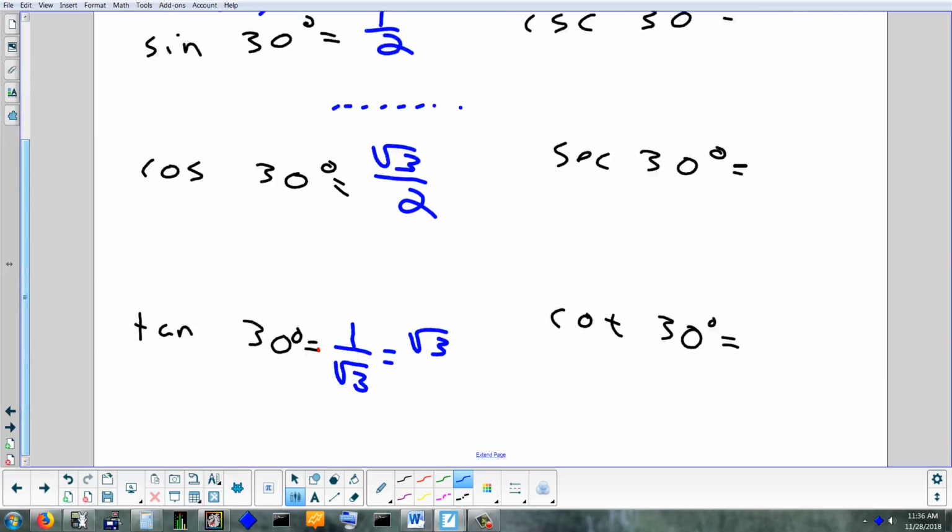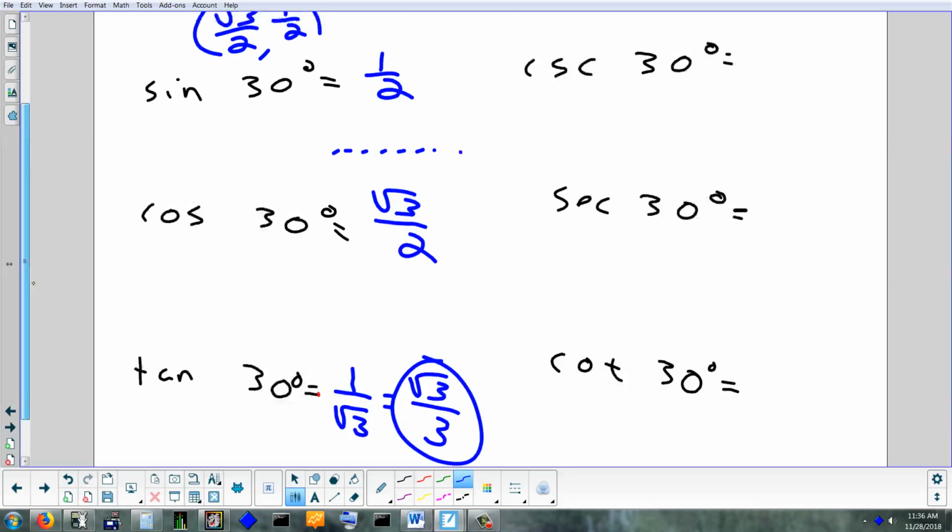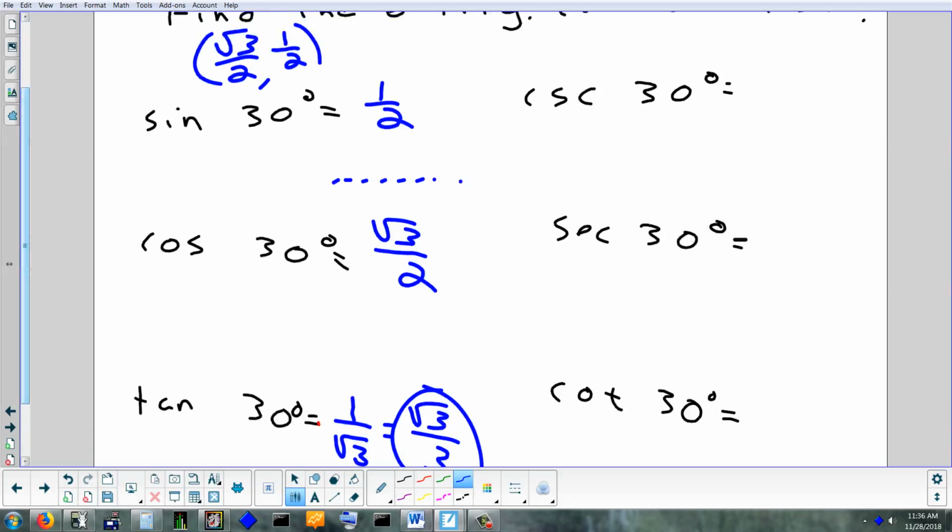And when you fix it, square root of 3 over 3. Don't get rid of the 1 over square root of 3, though. That's going to come in handy in a minute. How about my cosecant of 30? Yeah, 2. So that one's not bad because you don't have any roots in it.